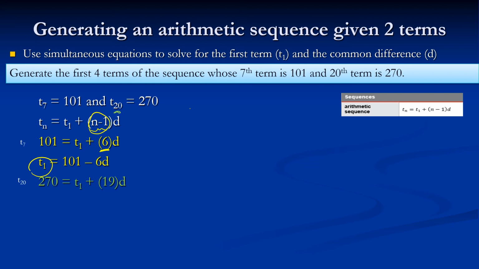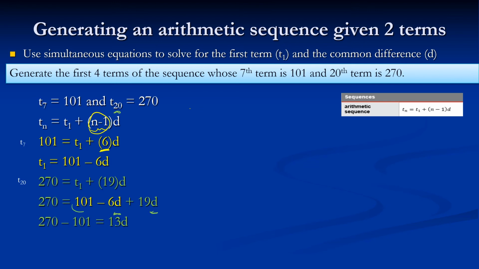Now you can see that I know what T1 equals. I've been given that there. So instead of writing T1, I'm going to put in this here. And I'm just going to rewrite that. Now I've done that in pretty colours just to help it stand out. So you can see that I've just combined those two equations. Because I've done that, I can solve for D now and find the common difference because it's just that one sequence.